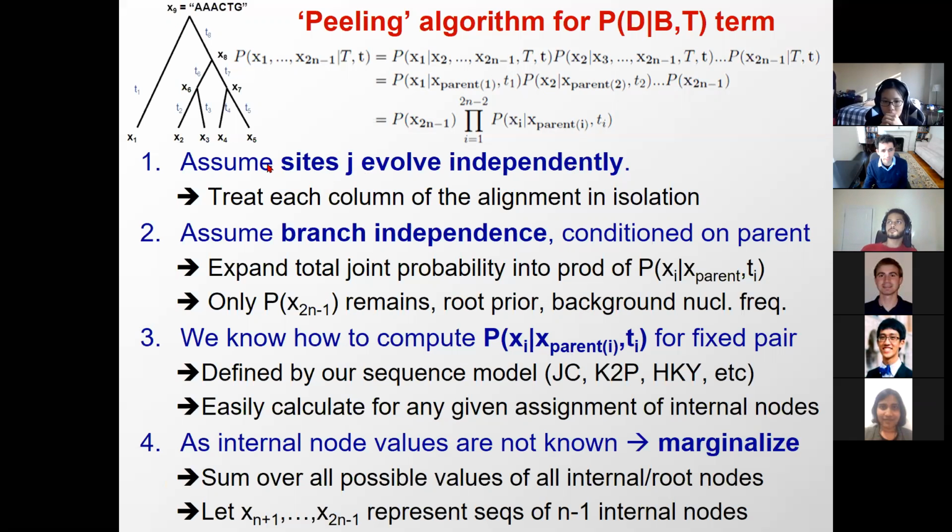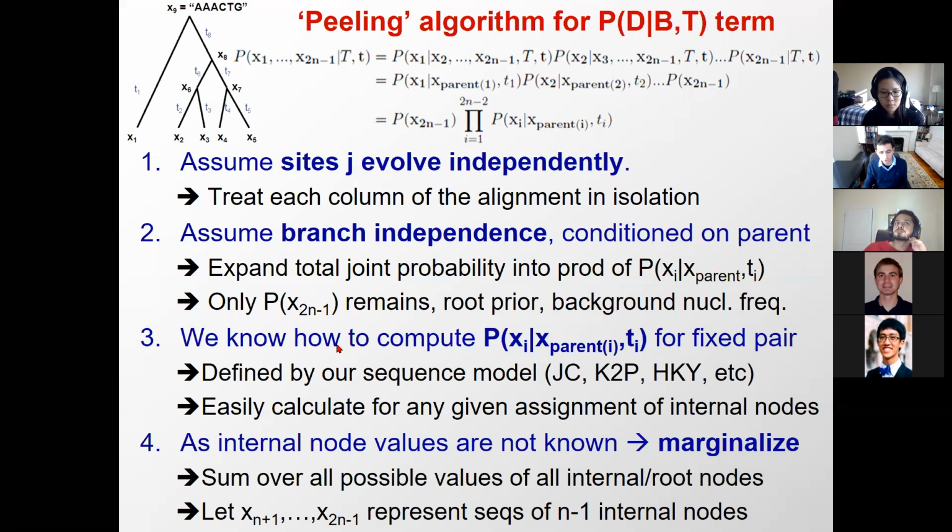So let's assume that every site evolves independently, so that every column of the alignment is in isolation. We assume branch independence, condition on the parent, and therefore expand the total joint probability into the product of P of xi given the parent, given the time elapsed for each of the branches. And then only the root remains, which is simply the root prior, and that's simply the background nucleotide frequency. That's nothing but the probability of having an A, C, G, or T in every column of the alignment at the parent, all the way to the root.